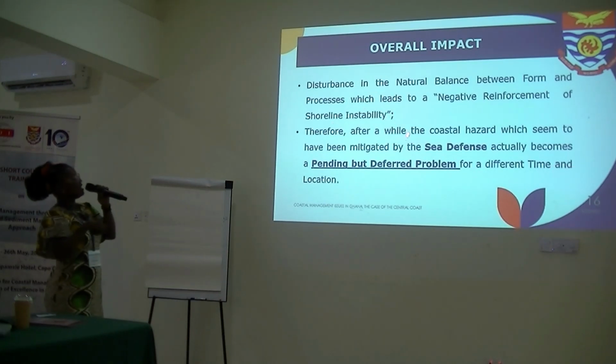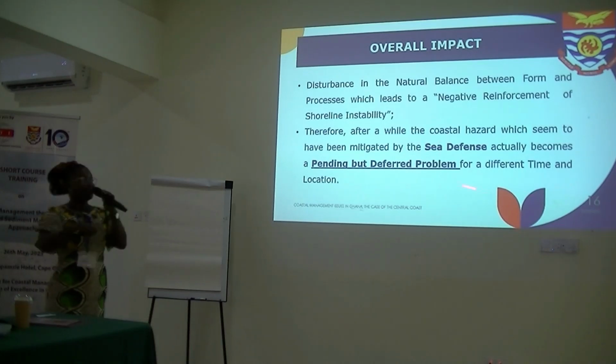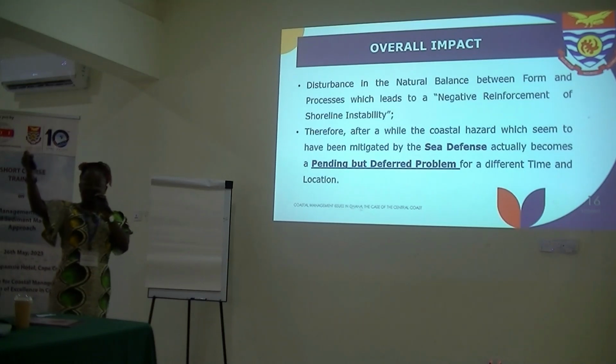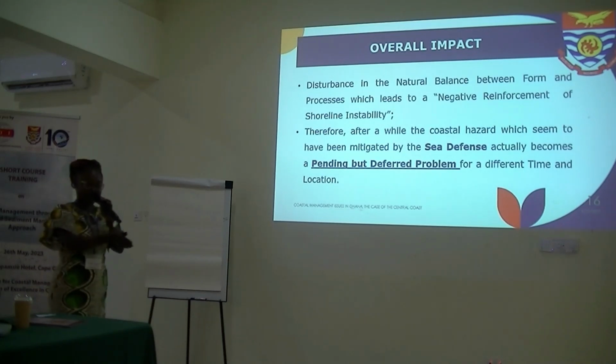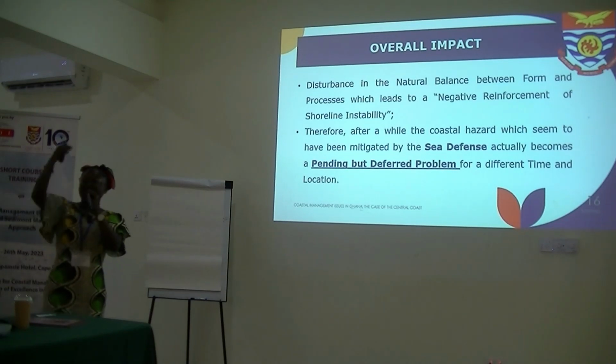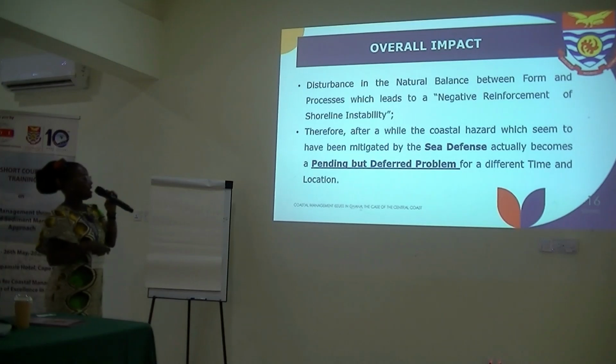So at the end of the day, we are only trying to mitigate all these coastal hazards, but actually we are not mitigating them. We say that it is a pending problem which has been deferred. That is why we have had phase 1, we have had phase 2, we are now having phase 3, and automatically in the future we are going to have phase 4, and then it moves on like that.